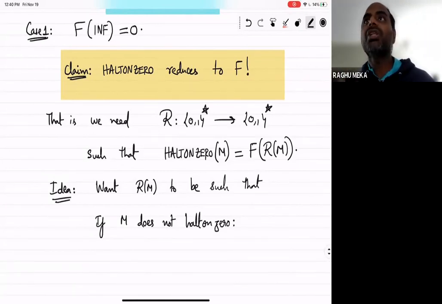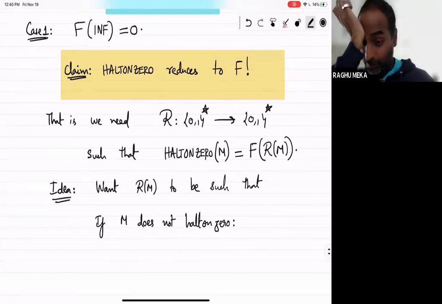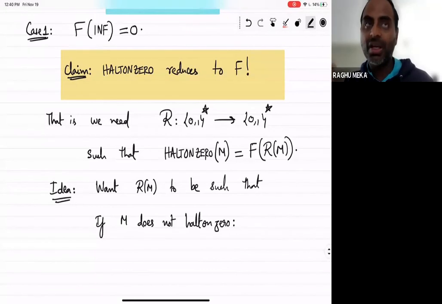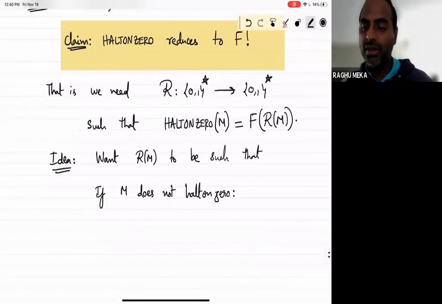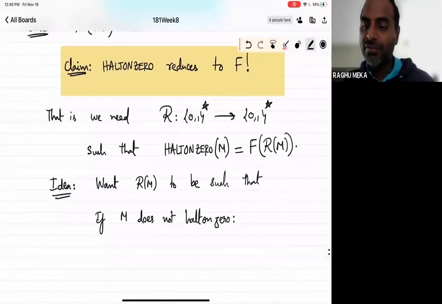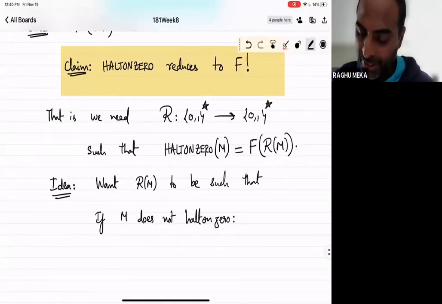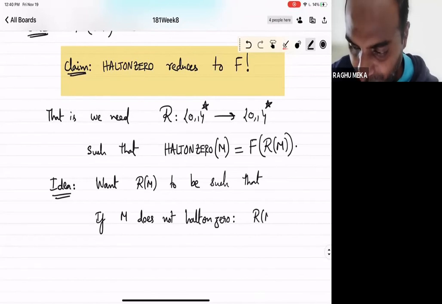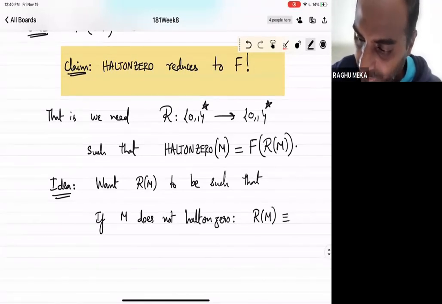Suppose m is a machine that does not halt on 0. Then we want f of R of m to be 0, right? It has to be identical. The behavior should be that the reduction should also output 0, right? So then I'm going to say R of m should be equivalent to inf.